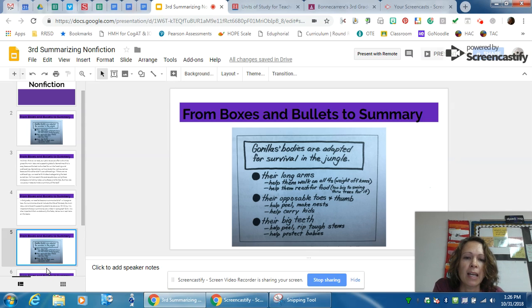So one more time, take a look at what we came up with for our boxes and bullets about gorillas. You'll notice that we have gorillas' bodies are adapted for survival in the jungle as our main idea statement. And then we have some details about their long arms, their opposable toes and thumbs, and their big teeth. You'll also notice that I have little dashes underneath each of those supporting details, and that's because I wanted to be as specific as possible.